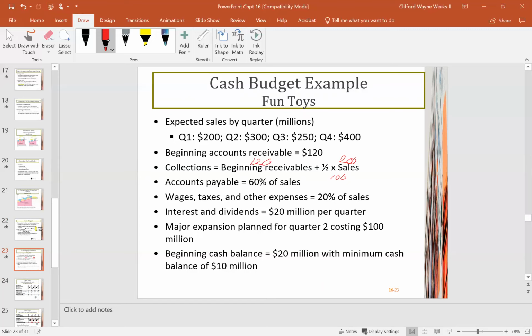Accounts payable is 60% of sales. Sales this period is 200, so we're just going to multiply that times 60%, and that's the amount of accounts payable. And then it goes into, basically, 20%.